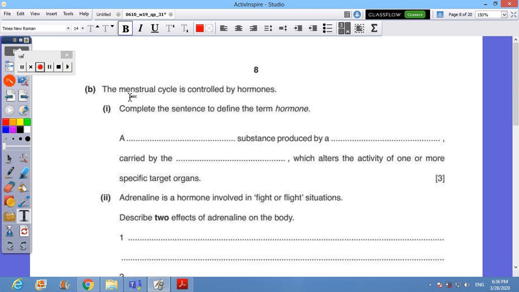B. The menstrual cycle is controlled by a hormone. What is a hormone? Complete the sentence to define the term hormone. A hormone is a chemical substance produced by a gland. A gland. Very good. And it's carried by the bloodstream in the plasma, which alters the activity of one or more specific target organs.